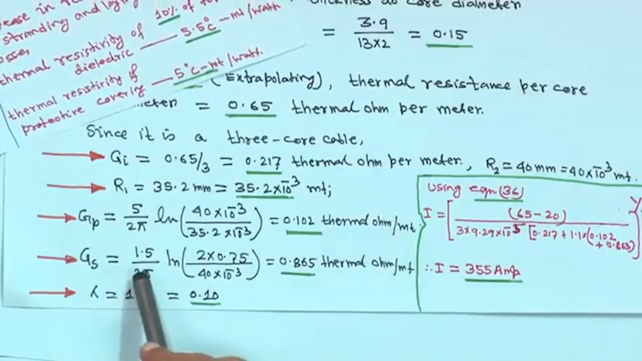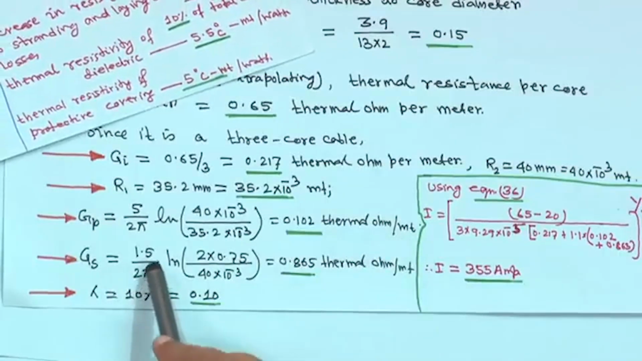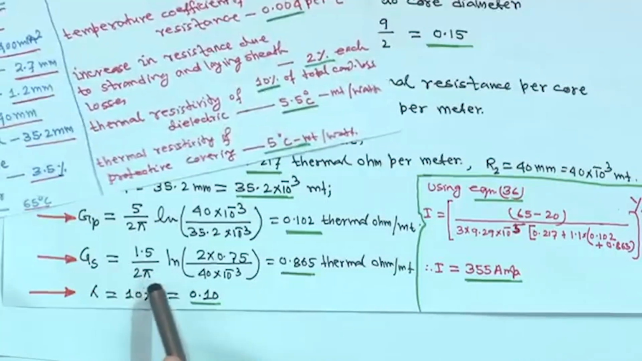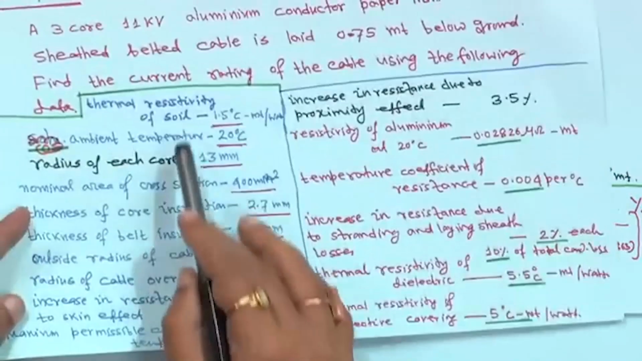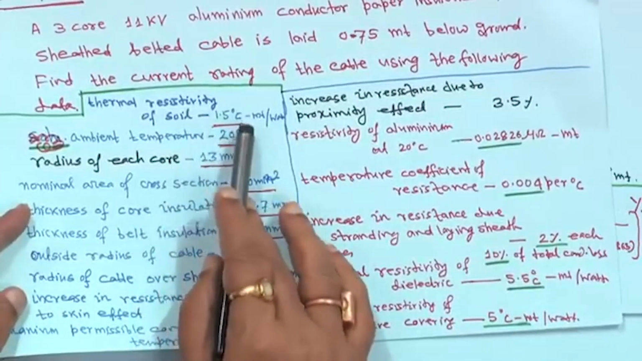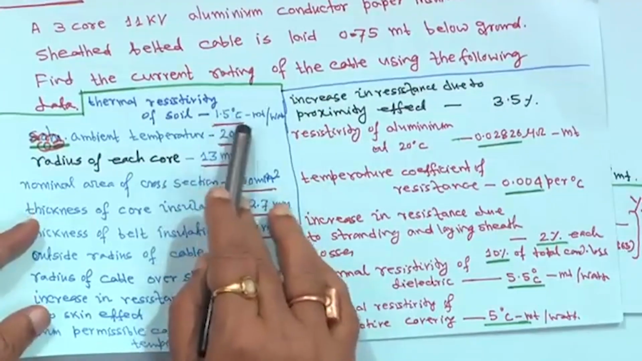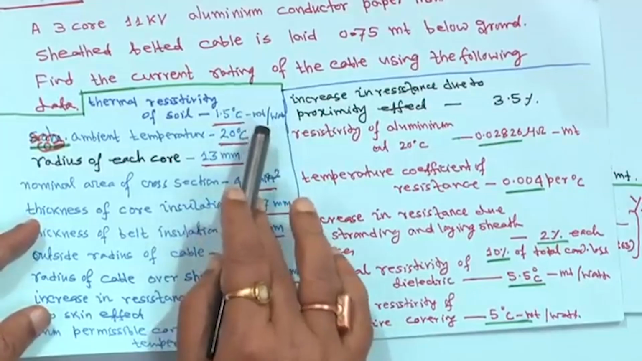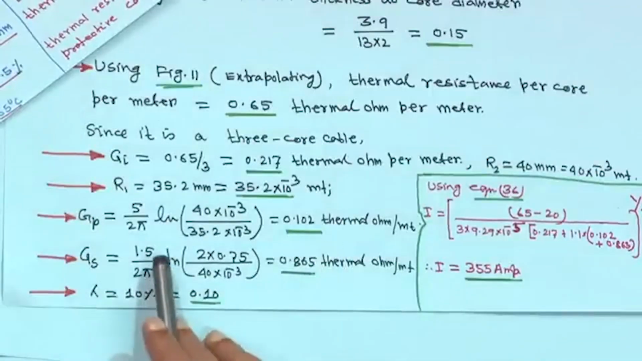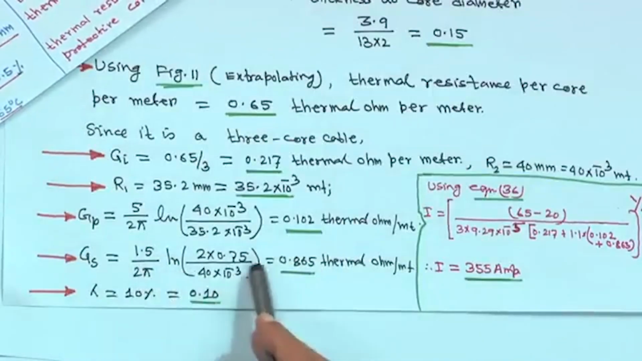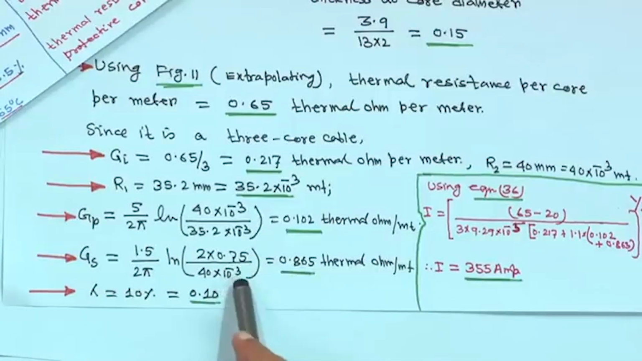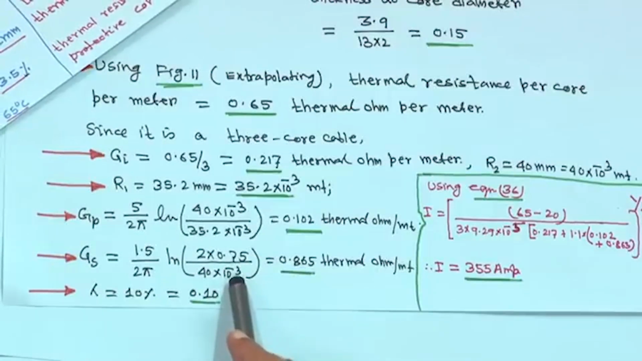Similarly, for Gs, this value is also in the data: the thermal resistivity of soil is 1.5 degree centigrade meter per watt. Therefore, Gs is 1.5 by 2 pi ln of 2 into 0.75 divided by 40 into 10 to the power minus 3, same as before.